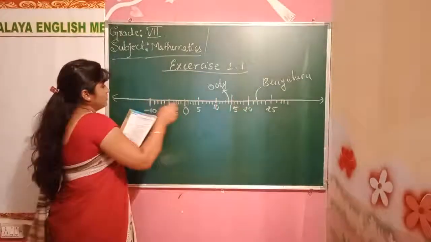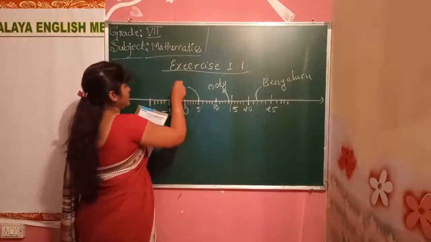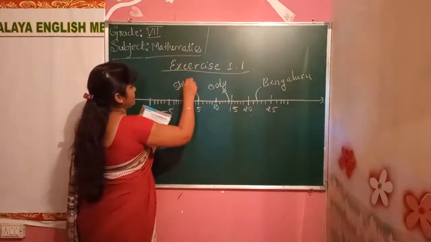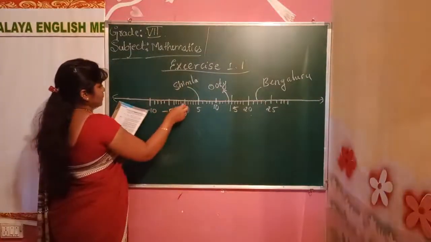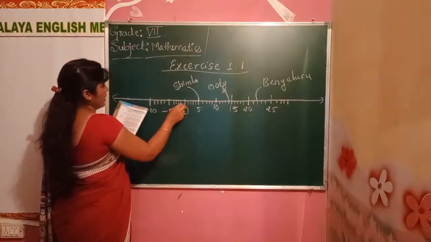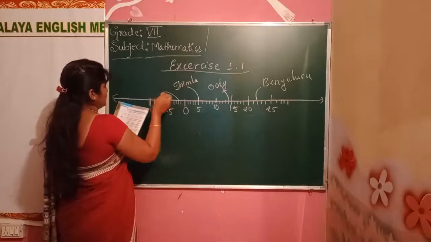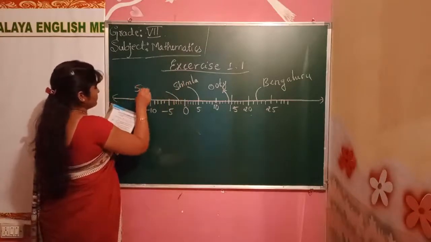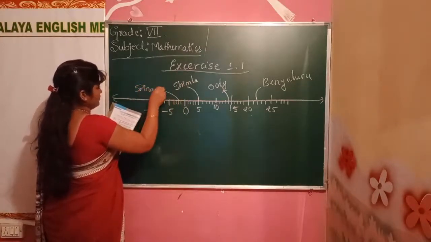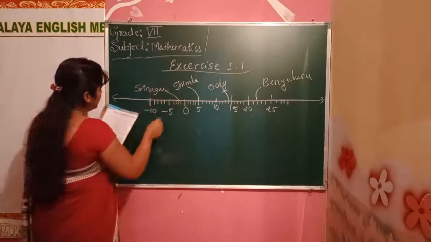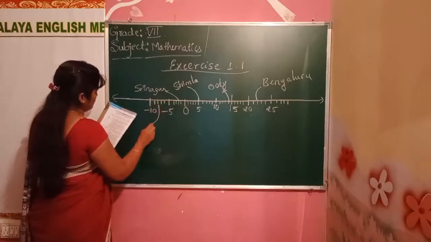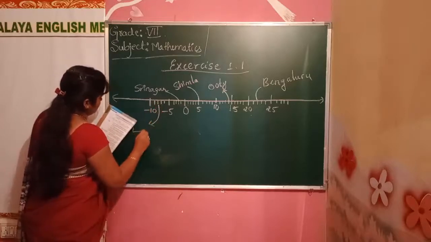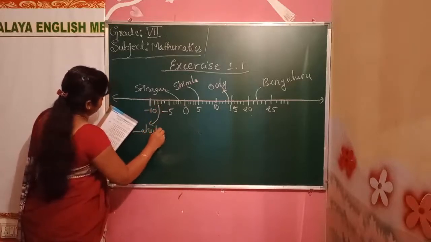And here 5 is Shimla. After Shimla, the next one, 0 1 2, Srinagar, and the last one here, Lahul Spiti.